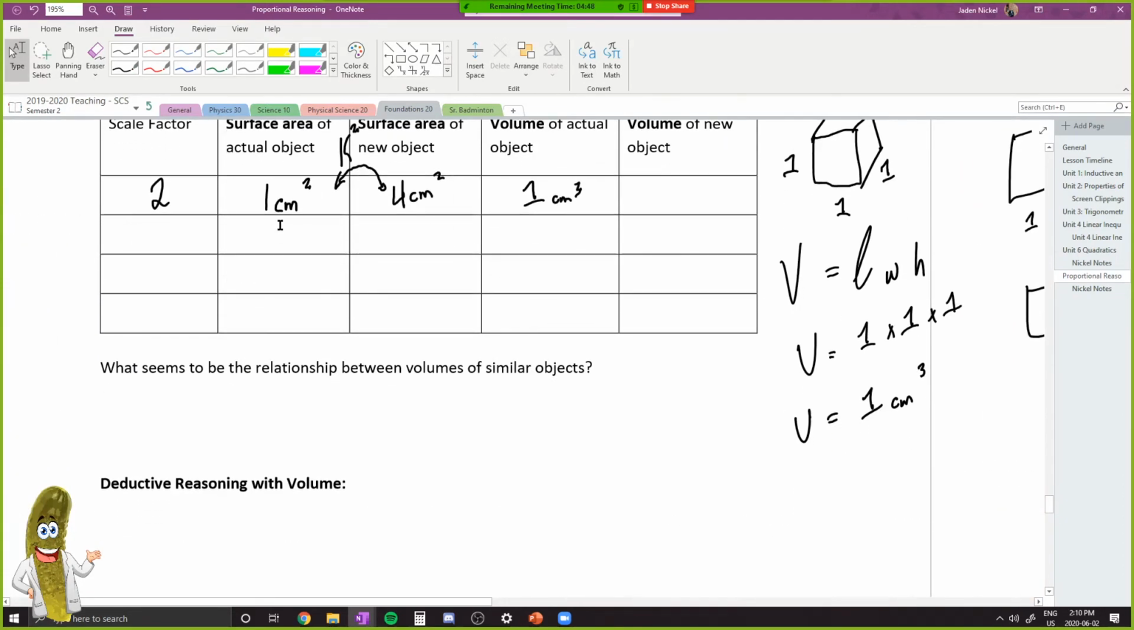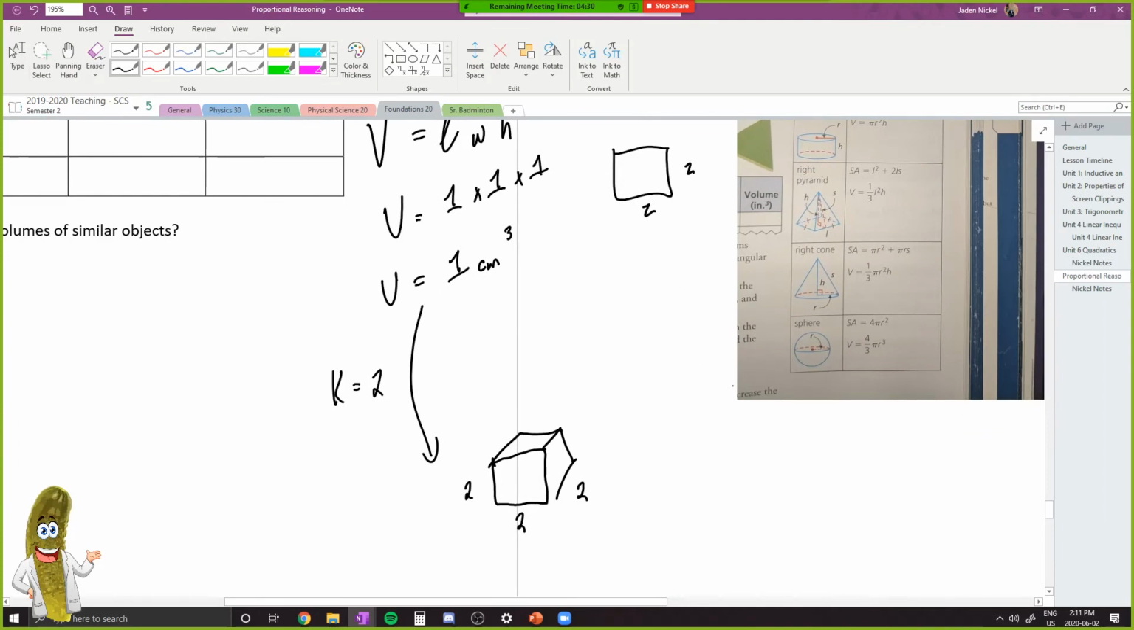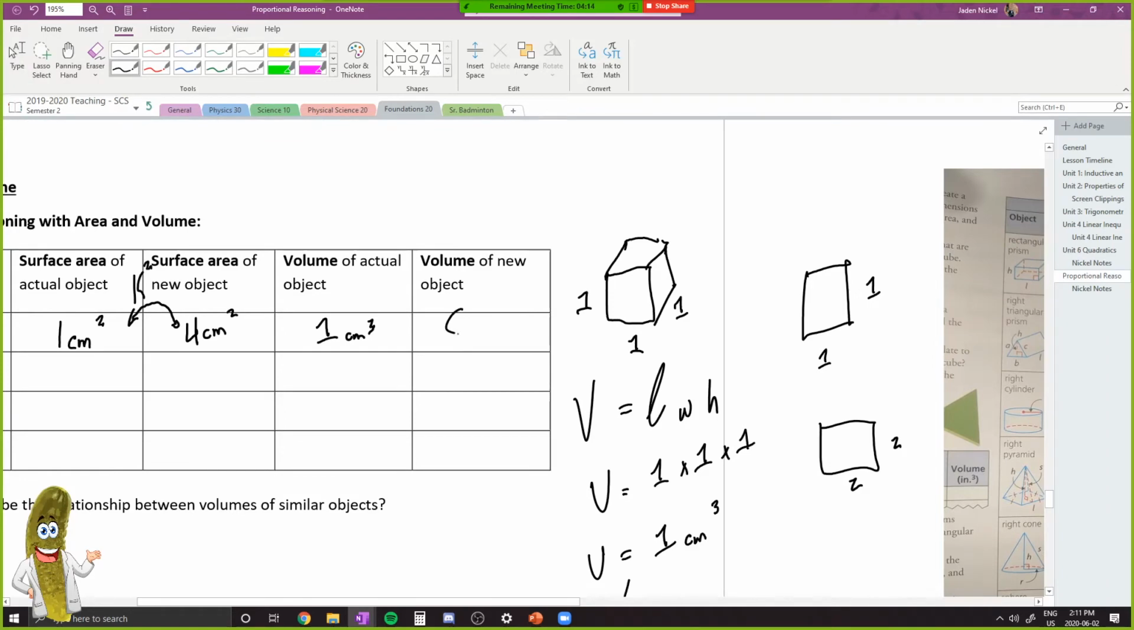Now, if we take our scale factor of 2, we'll end up with a cube that will look like this. It will have 2 by 2 by 2 dimensions. And so again, if we want to take the volume of the new one, we would take length times width times height and go 2 times 2 times 2, and you would get 8 centimeters cubed, like such.